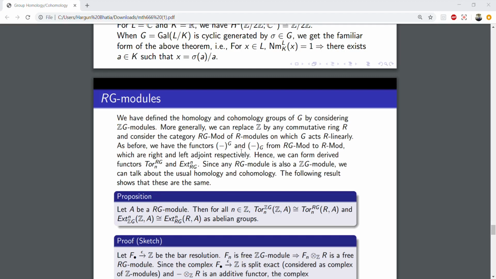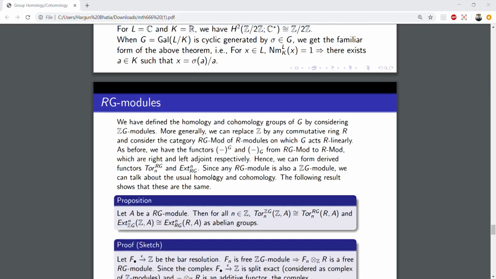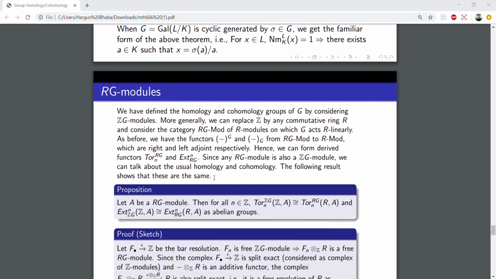The group ring over R, in which basically the R modules and G acts linearly on those modules. In a similar way, you have these functors, the invariants and co-invariants functor from RG mod to R mod, and they all have the same properties, right and left adjoint, and you can form the derived functors, which are Tor RG and Ext RG. So these will be the corresponding homology and cohomology in that sense. But also, since any RG module is also a ZG module, we can also talk about its usual cohomology and homology, which is Tor ZG and Ext ZG. The thing is, they are the same. You do not get anything new when you do this.